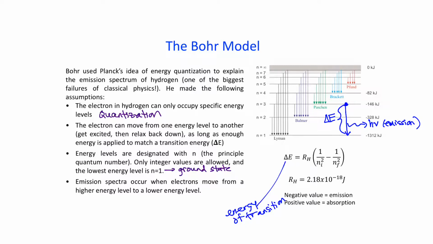Okay, so that energy transition Bohr figured out with his assumptions was given by this equation here, where R_H is what we call the Rydberg constant. Okay, so if you see this word flying around, that's your Rydberg constant. It's actually one of the most well-known physical constants that we have. Okay, it has a value of 2.18 times 10 to the minus 18 joules.